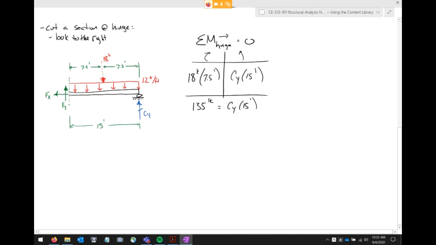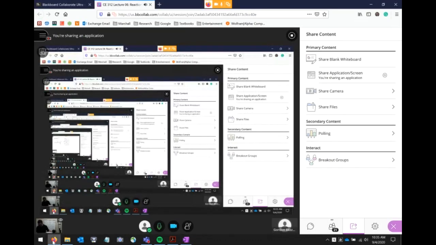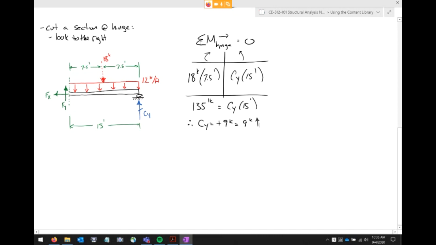is Cy times 15 feet. And so Cy, or 135, divide both sides by 15. 135 divided by 15 is 9. Does that make sense? Does anybody have any questions on that? I hope I didn't go through that too quickly. I'll give everybody a second on that.